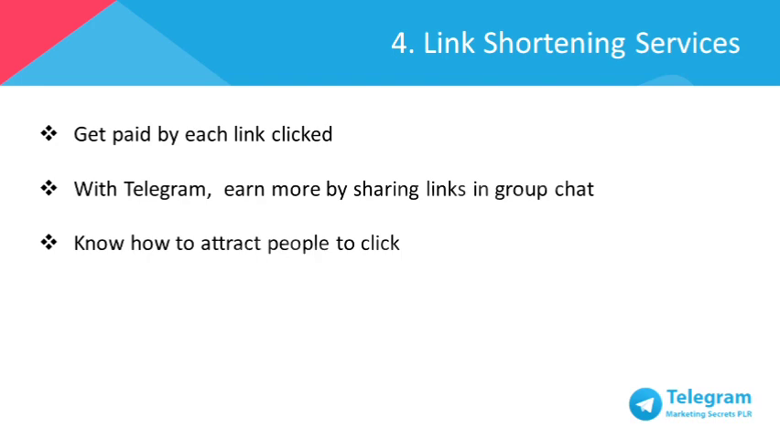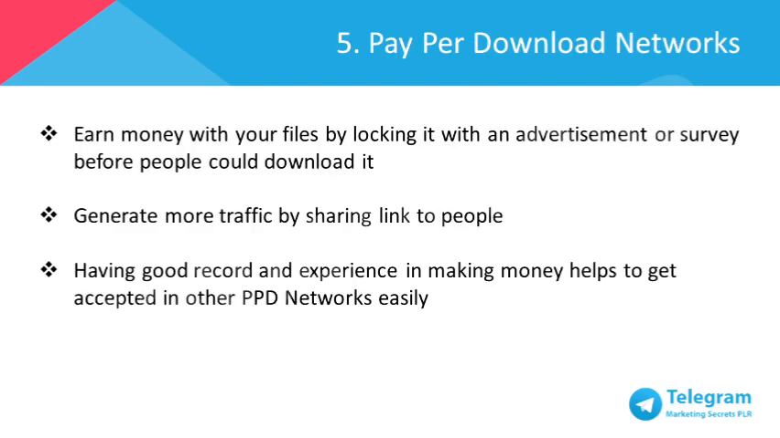Pay-per-download networks, or PPD networks, are platforms that allow you to earn money with your files by locking it with an advertisement or survey before people download it. Every time someone tries to access your file, they need to answer a survey or fill up the form before they can download. Telegram helps get more downloads by generating more traffic when you share links where you find the file is related and suits the interests of the people you shared the links with.